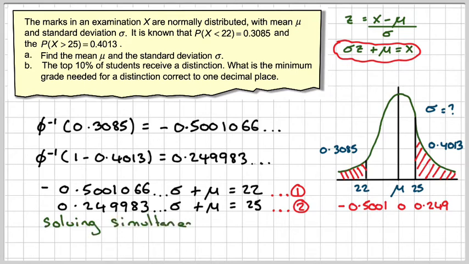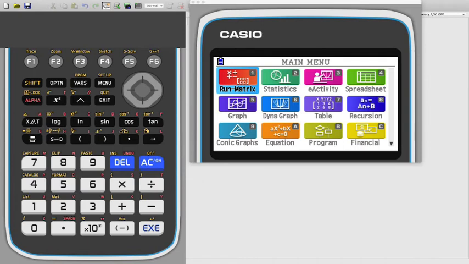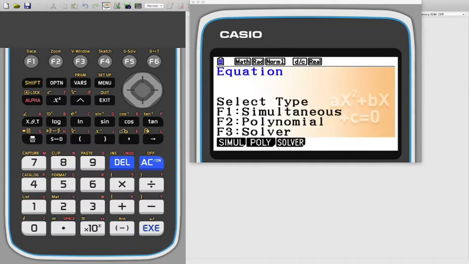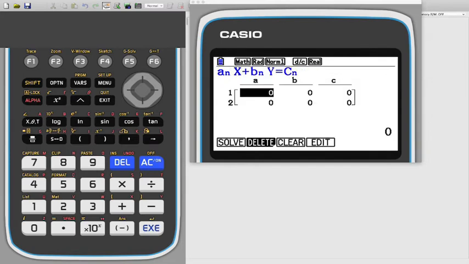If we solve them simultaneously, then we can go back to the calculator and use the simultaneous solver. So that's going to be this one here. Let's just move it down to that one. Okay, and then press enter. So we're an equation, and we're going to do F1. We're going to do two variables. So that'll be F1 again. Okay, we're going to put the values in.